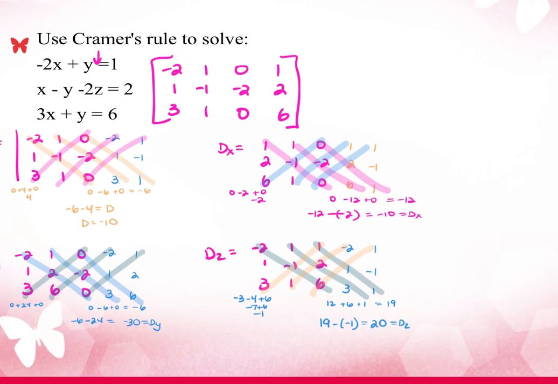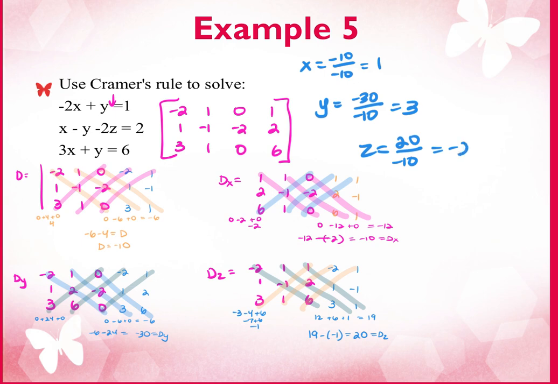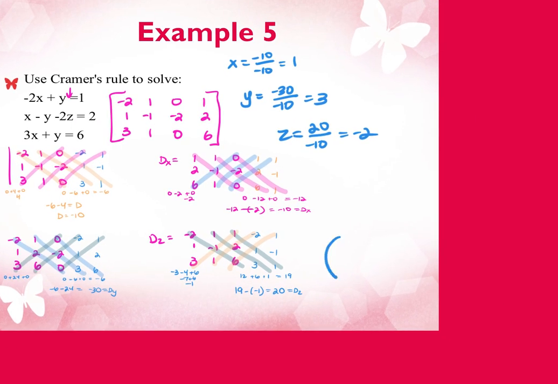And then we put D of x over D for x. So D of x over D, negative 10 over negative 10, which is 1. For y, D of y, negative 30 over D, negative 10, that's 3. And for z, D of z over D, negative 2. And my solution is 1, 3, negative 2.